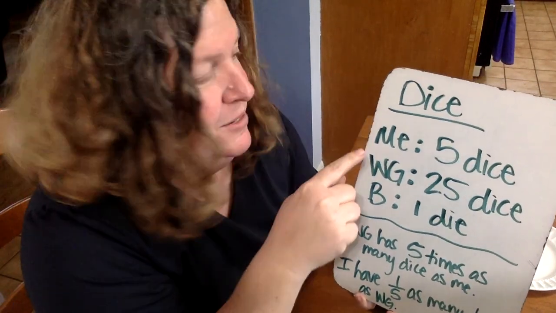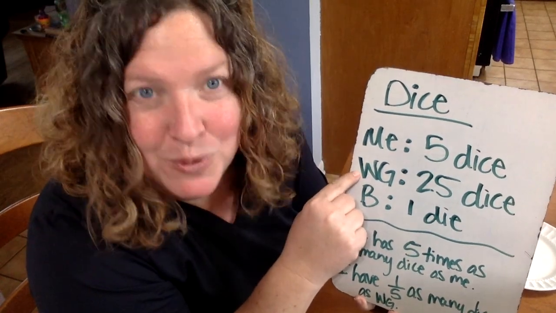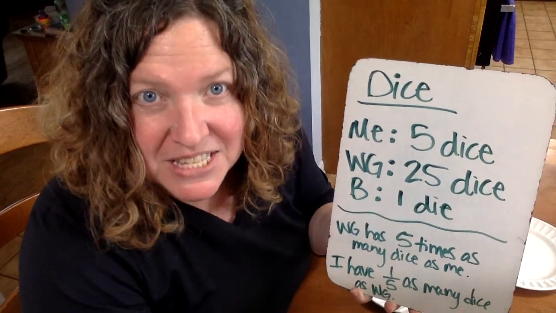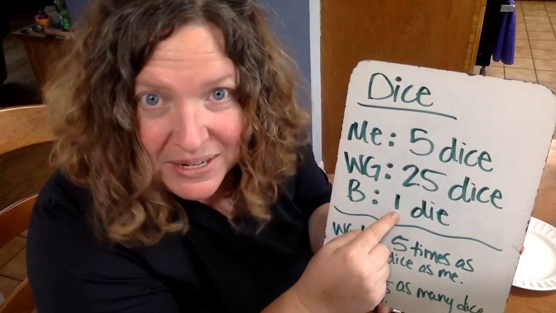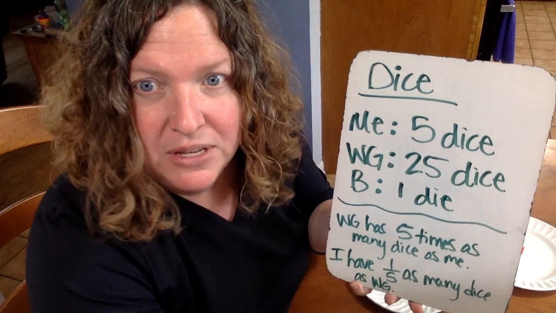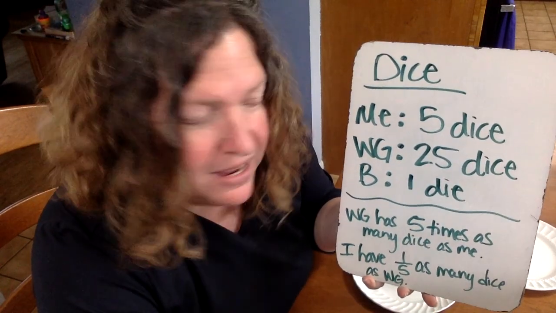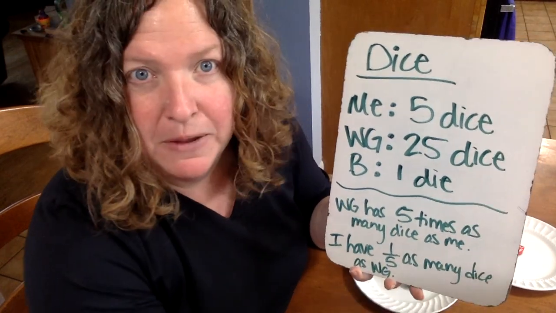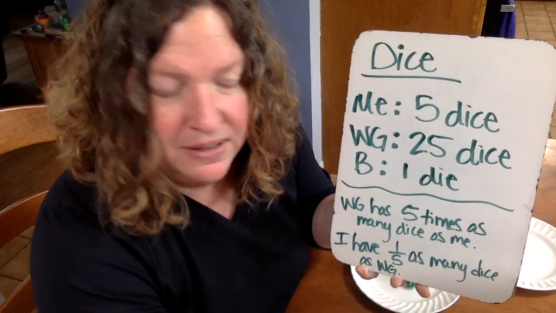Let's look at that as numbers. Okay, so I had 5 dice. William Grayson had 25 dice. Britton has 1 die. Incidentally, that's the singular. Dice is actually plural, so if you only have 1, it's called a die. So when we're talking about that in terms of using our comparison language, William Grayson has 5 times as many dice as me, because 5 times 5 is 25.